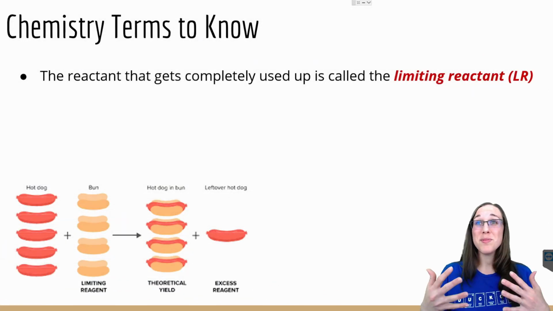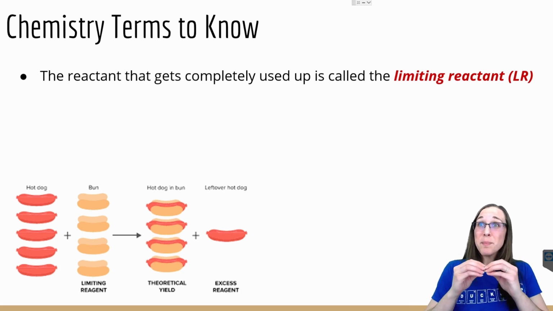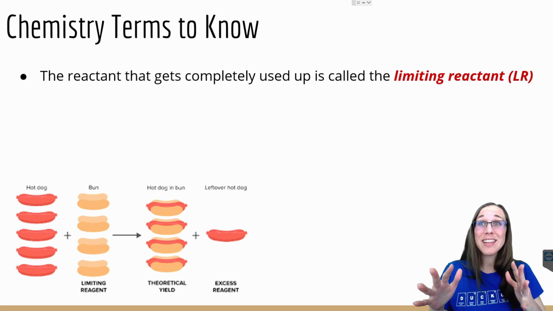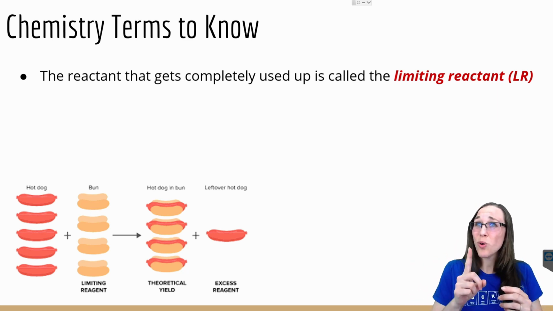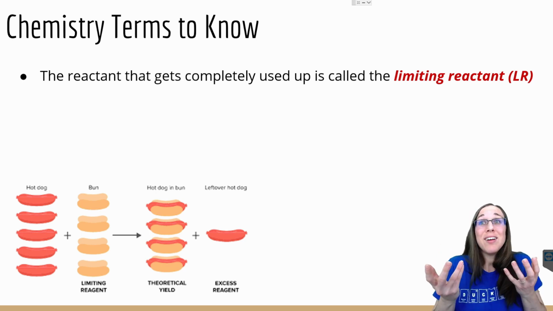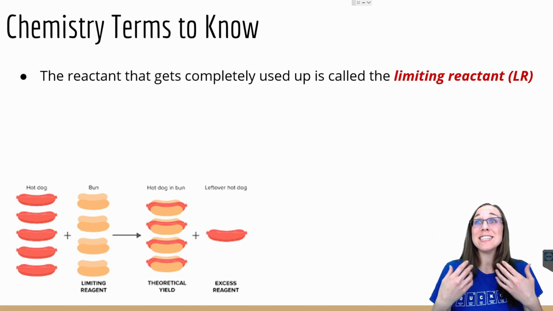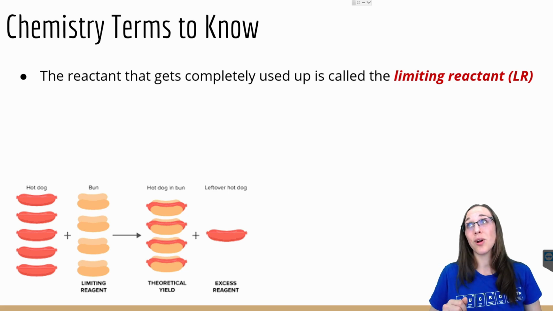So when we flip this thinking into chemistry, the reactant that gets completely used up, so there's nothing left of it, just like if we were to use the 1 marshmallow to make our 1 whole s'more, we wouldn't have any other marshmallows left. That ingredient is gone. That reactant is used up entirely, and that's what we call the limiting reactant, or LR.